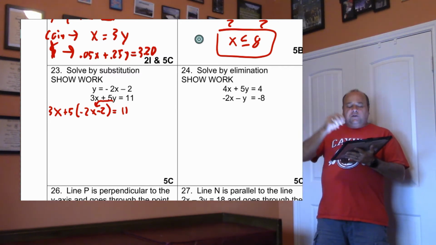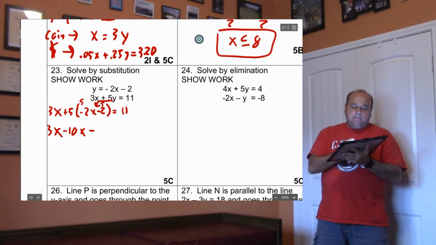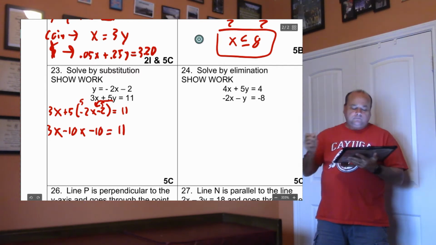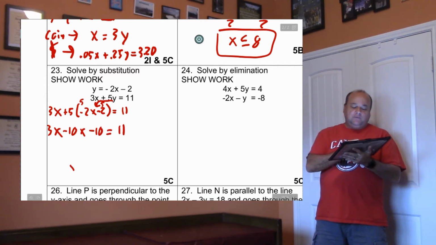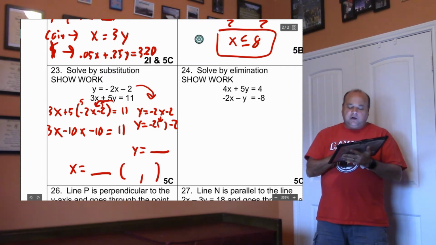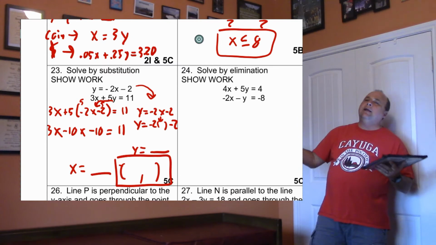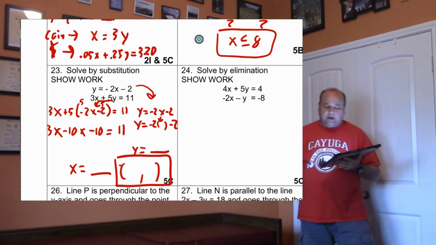Now then I'm going to solve this for x. So I'm going to distribute the 5 and I'm going to get 3x minus 10x minus 10 equals 11. And then I'm going to let you solve this for x. And then you're going to take this equation, write it down here, and you're going to replace this x with what you got, right? And get your y equals. And then your answer is going to be the ordered pair, right? You can do that on your own. I don't want to eat all your Oreo cookies, okay?